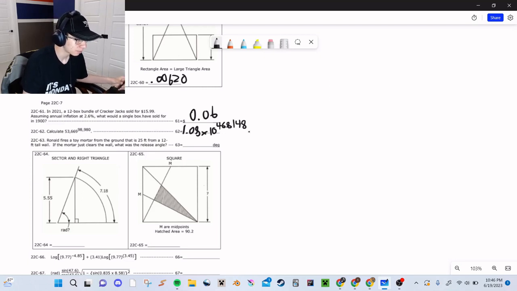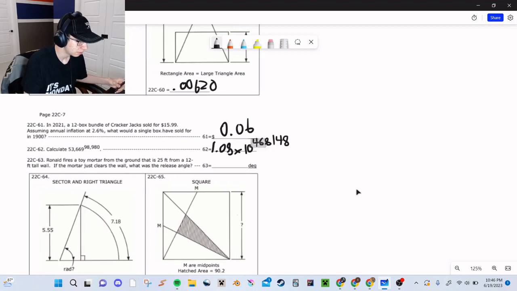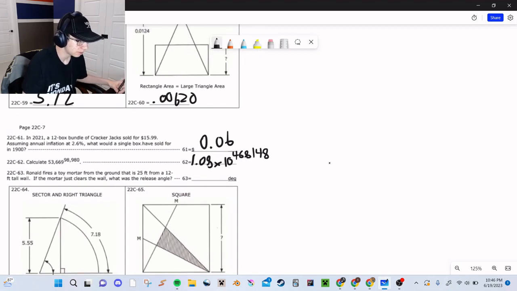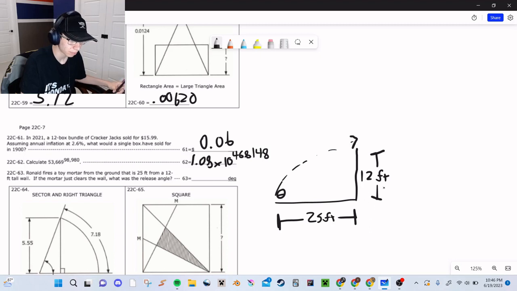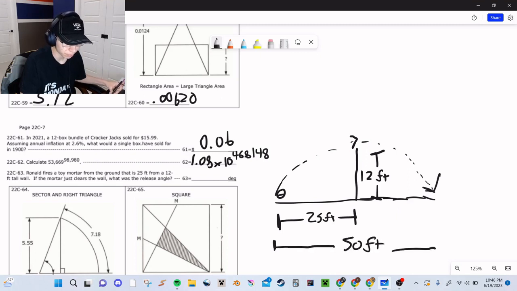Okay, number 63. So Ronald fires a toy motor from the ground that is 25 feet from a 12-foot wall. If it just clears the wall, what's the release angle? So this is a physics question. There's 2 little shortcuts I like to use. If it just clears the wall, then when it hits the ground again, it's going to travel a total distance of 50 feet, right? Because it'd be symmetric at that point.